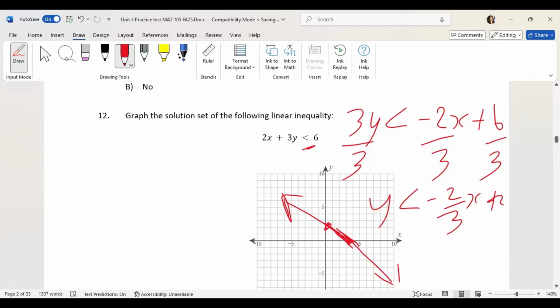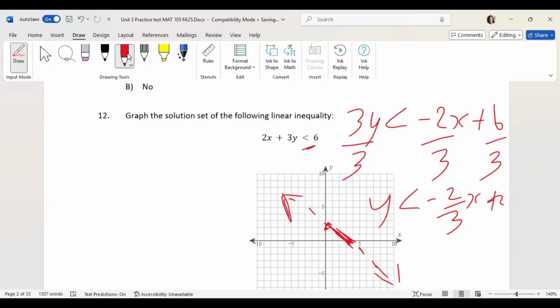It needs to be dotted. Exactly. Thank you so much. It needs to be a dotted line. So let's make it a dotted line, a broken line. Whenever the inequality sign is less than or greater than, first of all, the line should be broken.